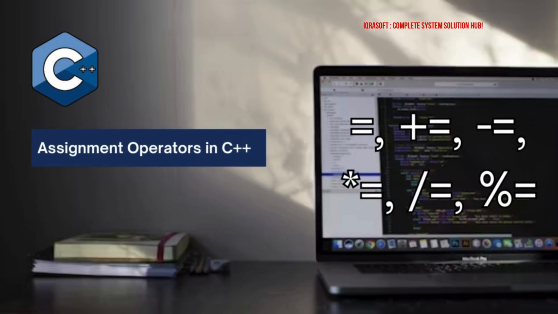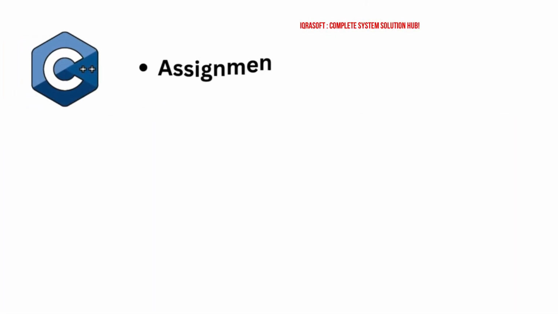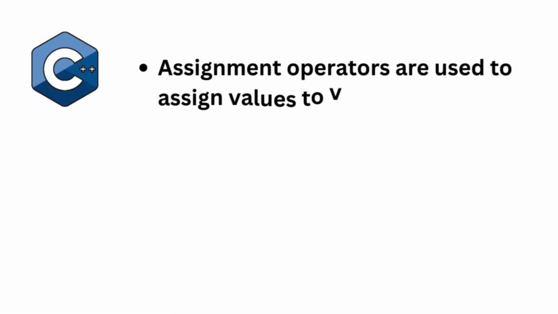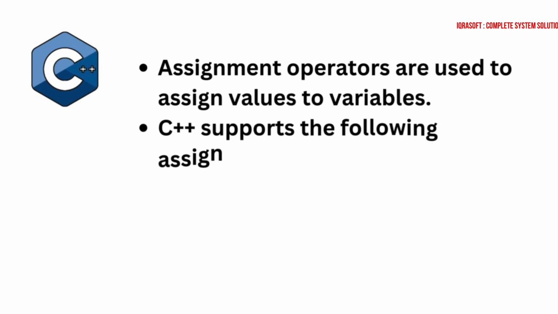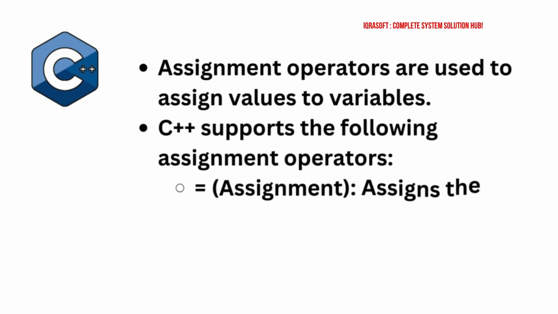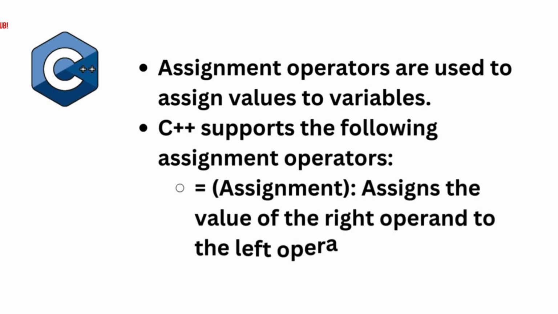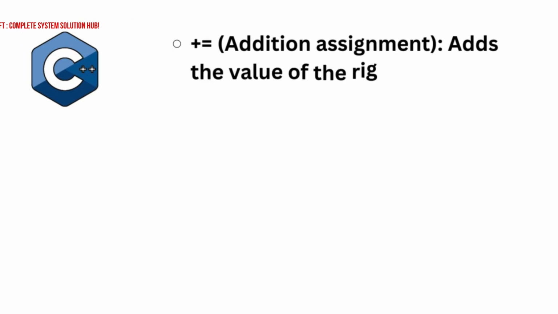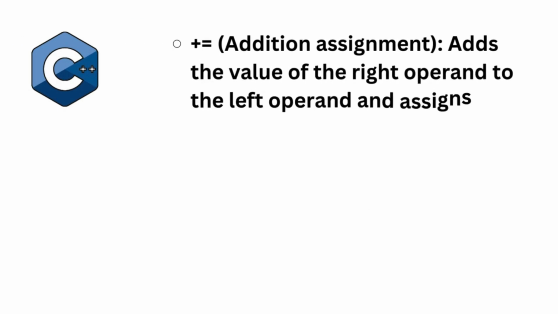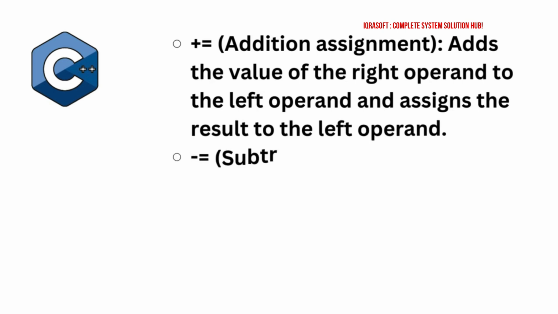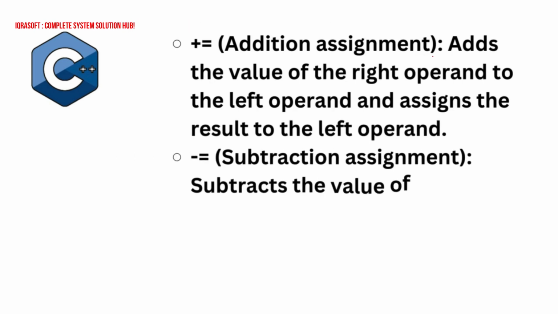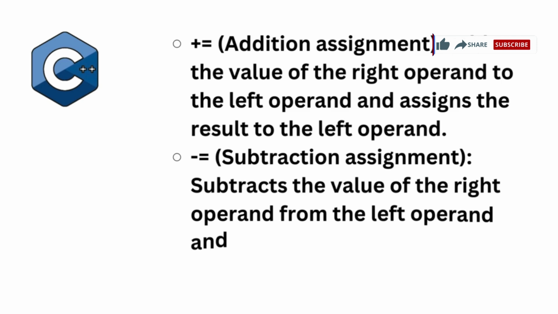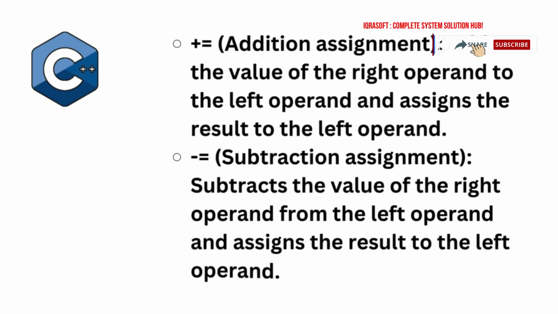Assignment operators in C++. Assignment operators are used to assign values to variables. C++ supports the following assignment operators. Equals (=), assignment, assigns the value of the right operand to the left operand. Plus equals (+=), addition assignment, adds the value of the right operand to the left operand and assigns the result to the left operand. Minus equals (-=), subtraction assignment, subtracts the value of the right operand from the left operand and assigns the result to the left operand.